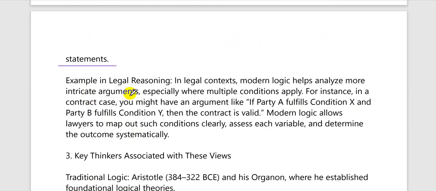For example, in a legal context, modern logic helps analyze more intricate arguments, especially where multiple conditions apply. For instance, in a contract case, you might have an argument like: if party A fulfills condition X and party B fulfills condition Y, then the contract is valid. Modern logic allows lawyers to map out such conditions clearly, assess each variable, and determine the outcome systematically.